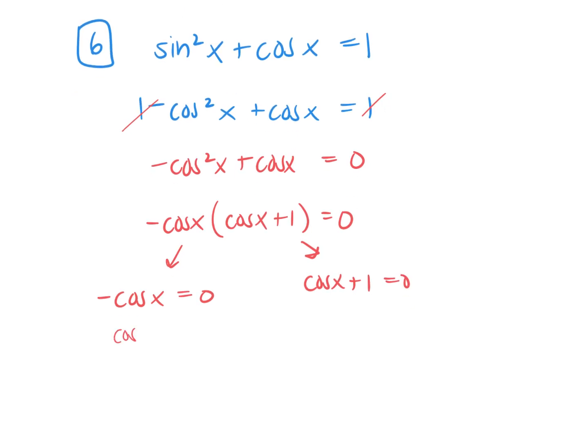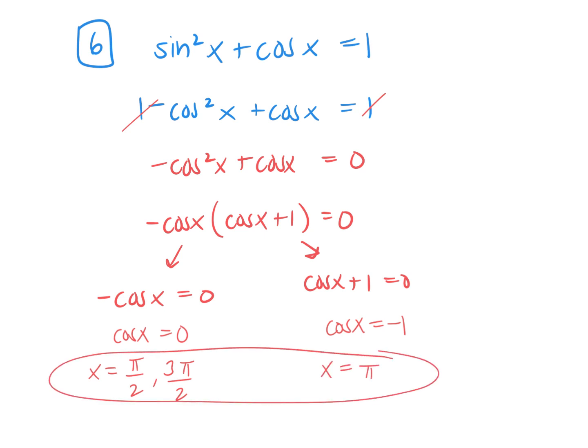So this is really the same thing as cosine of x equals 0, right? Divide by the negative. And this one's cosine of x is equal to negative 1. So where is my x value on my unit circle? Either 0 or negative 1. X value is 0 at pi over 2 and 3 pi over 2, right? And then x is negative 1 at what angle? Pi. So those 3 would be my answer.